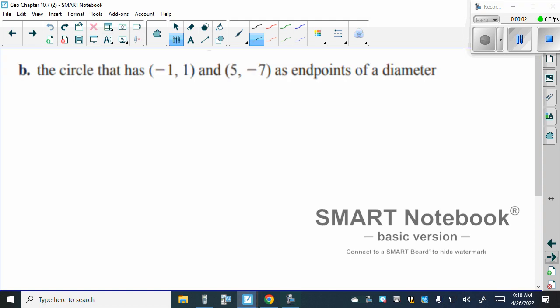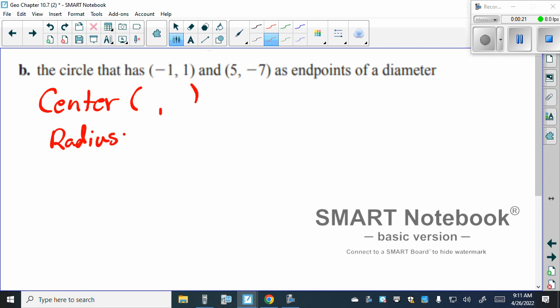So what we're doing today is very similar to what we did yesterday. Now, on the assignment, you're going to be finding the center of the circle, the radius, and the equation of the circle. So we're going to find center, radius, and equation of the circle. But once we find the center and radius, it's just plugging it in at that point.